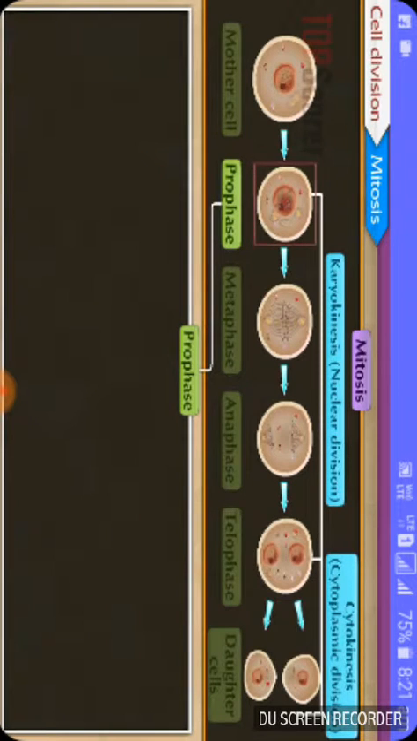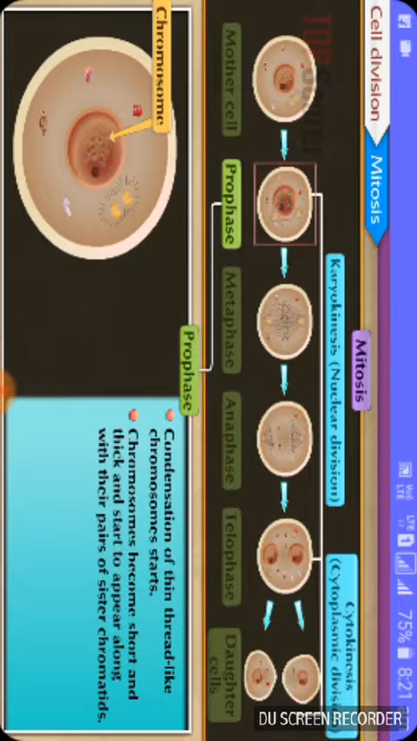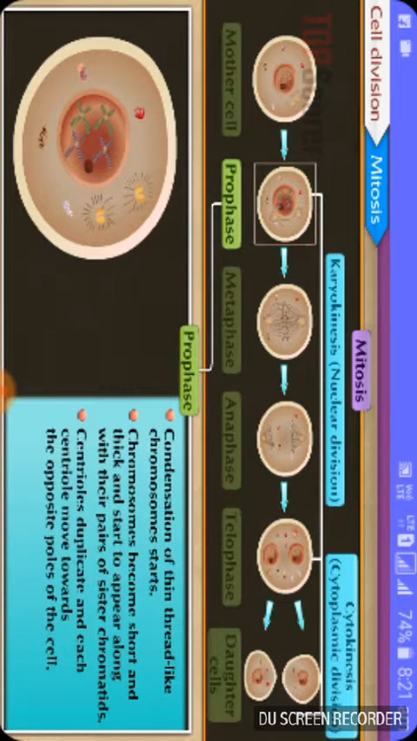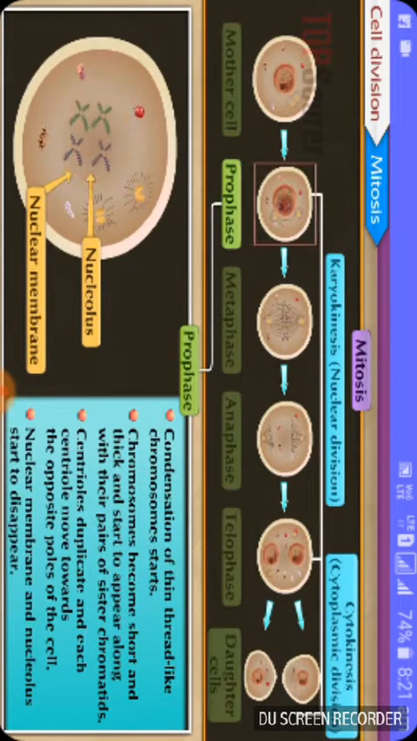Prophase. In prophase, condensation of thin thread-like chromosomes starts. Due to this, they become short and thick, and they start to appear along with their pairs of sister chromatids. Centrioles duplicate, and each centriole moves towards the opposite poles of the cell. Simultaneously, nuclear membrane and nucleolus start to disappear.